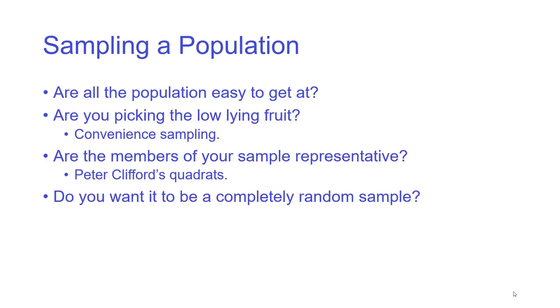Now, if I'm going to collect data from a sample, how do I get my sample? Are all of the population easy to get? Now, unfortunately, most of the time science does convenience science. So we pick the low-lying fruit.